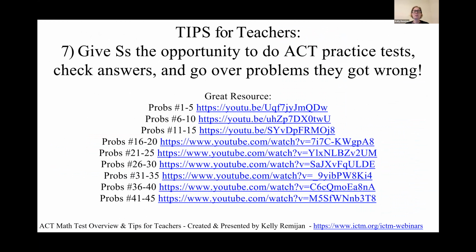This is a great resource through another state that has all of the problems worked out with a video. And so that's great if you just want to have them do it, give them the resource, and it works them out. I don't agree with all the different ways maybe that they solve them, but it's a good way to give students worked out problems.